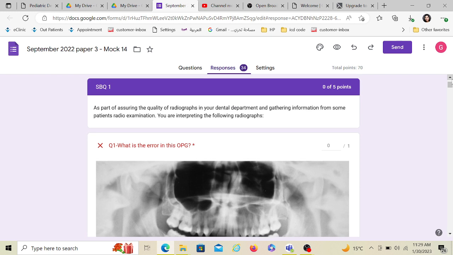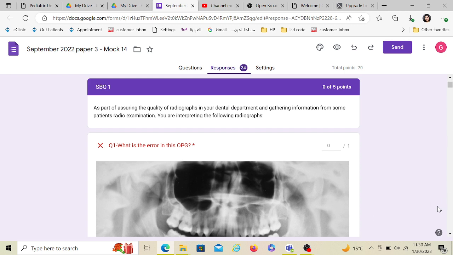So, SBQ1. One question in your exam would definitely be asked about OPG, as in they'll be giving you an OPG image and they'll be asking you to identify the error in the OPG, or there would be an error in the IOPA that would be given to you. So studying radiographic errors becomes very important. You can study from a book called Langlais, or even if you don't have any book, you can go on Google. You can type errors in radiograph, dental radiograph, OPG, and IOPA. You can study the PPTs on it.